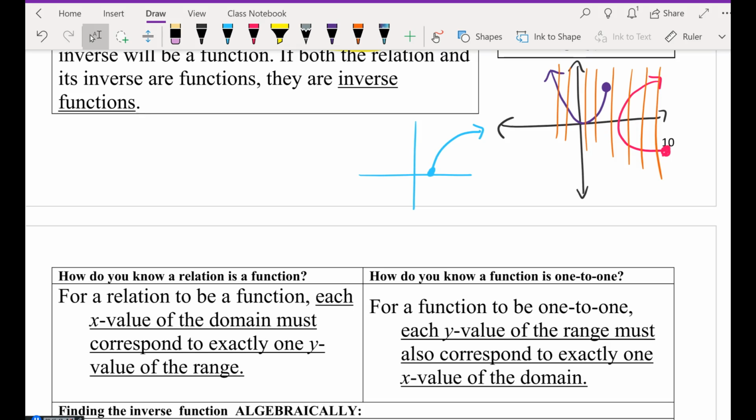So when we go back up to the two graphs that Dylan just finished reading, for it to be a function, according to this definition, each x value of the domain must correspond to exactly what? 1. Y. So here you go. It's the random function. No, because how many y values did it correspond to? 2. So therefore, it did not meet the requirement for a function.